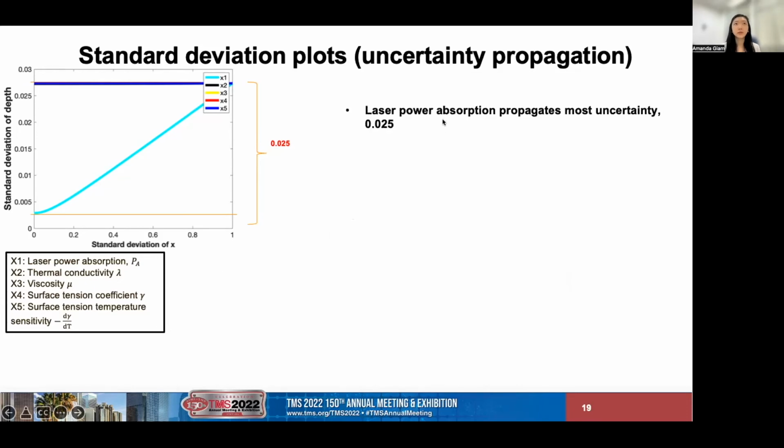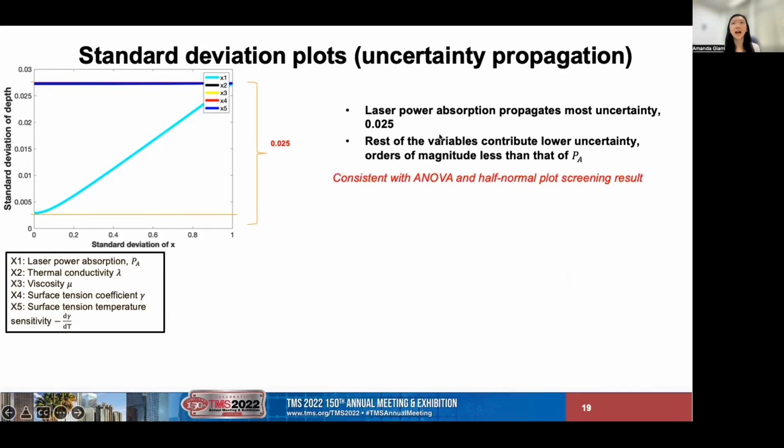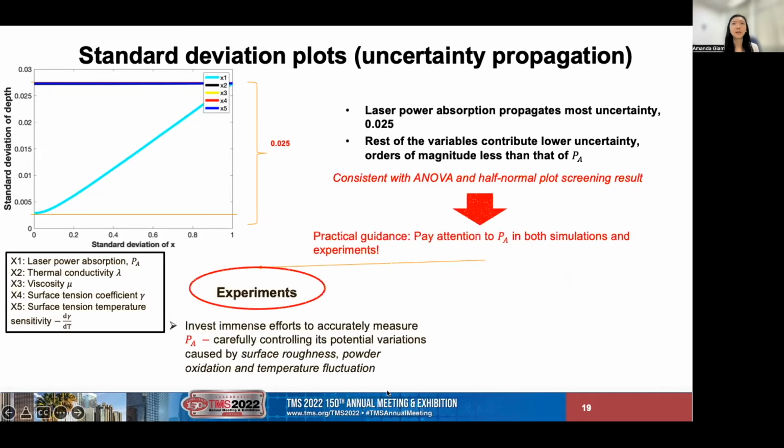And it can be seen from the plot that the laser power absorption propagates the most uncertainty, 0.025, and is much higher than that of the rest of the 4 variables. And this is very consistent with what was found from ANOVA as well as our half-normal probability plots. And the practical guidance from this result is that we need to pay very careful attention to the laser power absorption in both simulations as well as experiments.